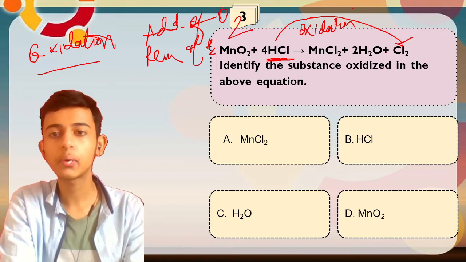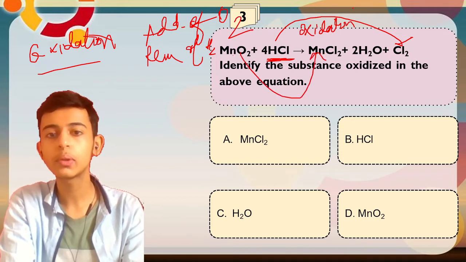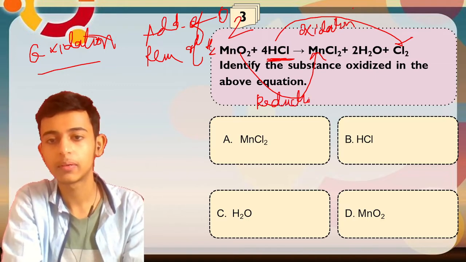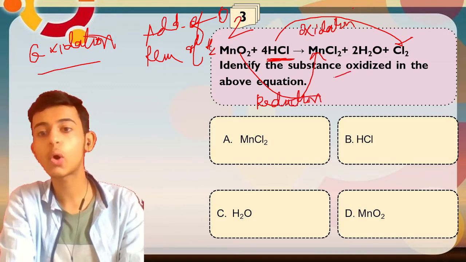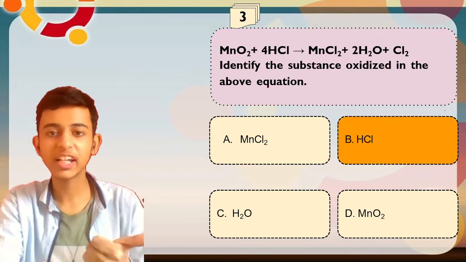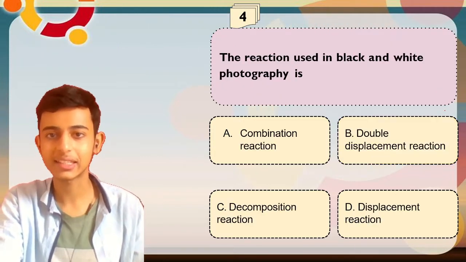And MnO2 is changing to MnCl2. Removal of oxygen, that is reduction. So they are asking the substance oxidized, that is HCl. Perfecto. I hope you got the clarity.